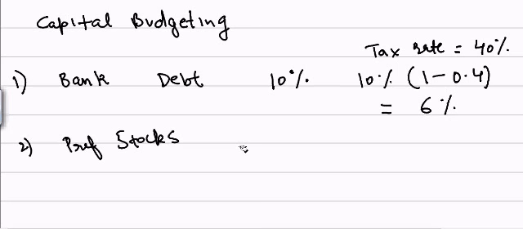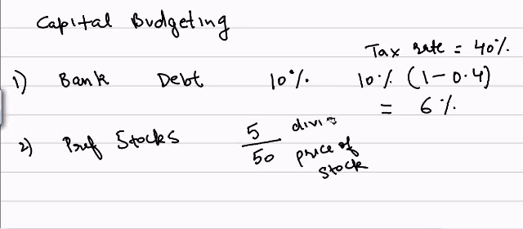So in that case, how do we calculate the cost of the preferred stocks? Suppose the company stock price is $50 and they are paying $5 as a dividend. So in that case, we will say it's 10%. So the cost of capital through preferred stock was 10%.